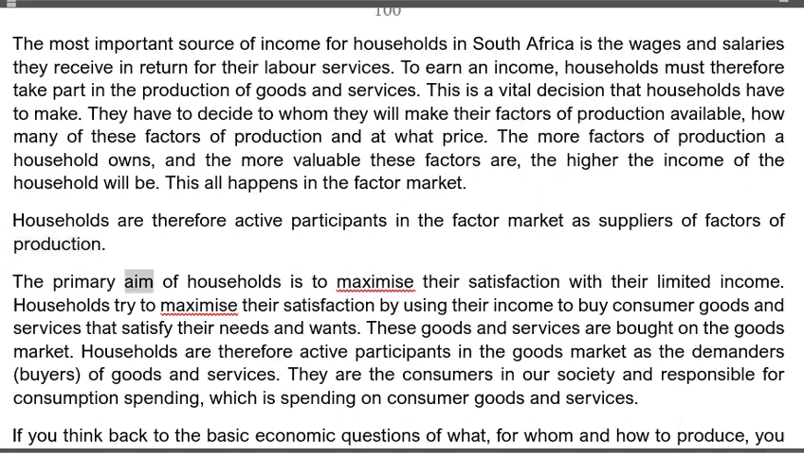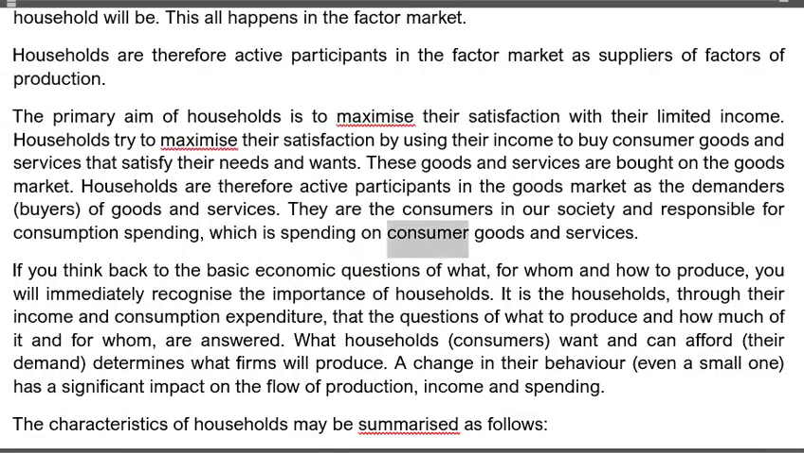The primary aim of households is to maximize their satisfaction with their limited income. Households try to maximize their satisfaction by using their income to buy consumer goods and services that satisfy their needs and wants. These goods and services are bought on the goods market. Households are therefore active participants in the goods market as the demanders, buyers, of goods and services. They are the consumers in our society and responsible for consumption spending, which is spending on consumer goods and services.